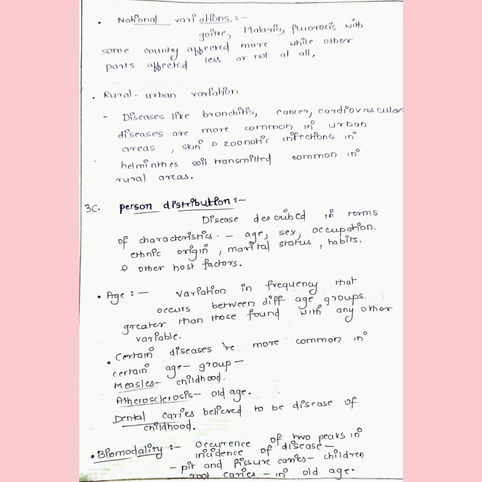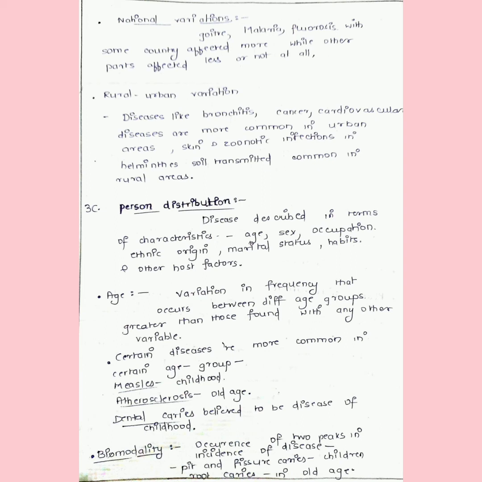Also, there are national variations. Like I said, goiter, malaria, fluorosis, certain countries are affected more than others. Then there are rural urban variations also. You can see that drug abuse, bronchitis, cardiovascular diseases, alcoholism, atherosclerosis, these are more common in the urban areas, whereas skin infections, helminth transmission, zoonotic infections, or even the periodontal diseases, they are more common in the rural areas. Then we are describing disease in terms of person, an individual.